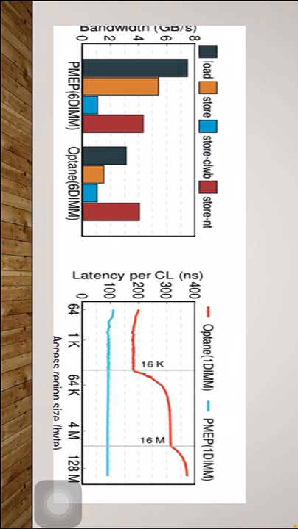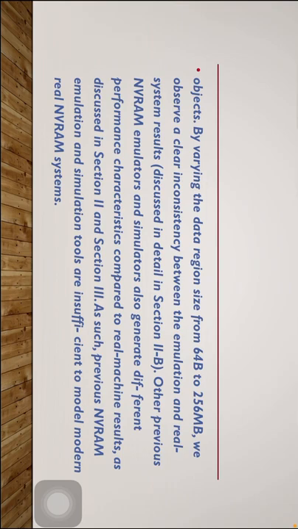By seeing the first flowchart, we can see the Optane 6DIMM and 1DIMM results, and in the second flowchart we see the latency per cache line obtained on 1DIMM and PMEP 1DIMM, by varying the data region size from 64B to 256 MB. We observe a clear inconsistency between the emulation and real system results, discussed in detail in section 1-2B.